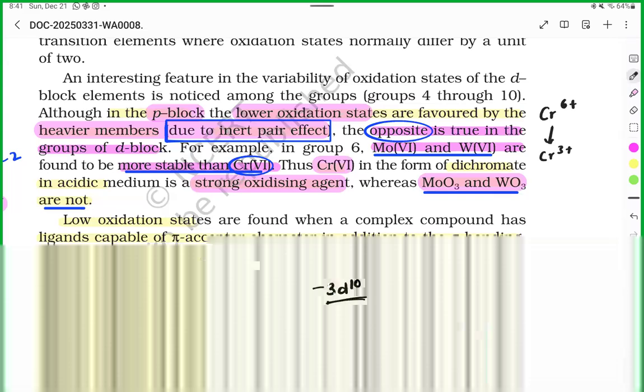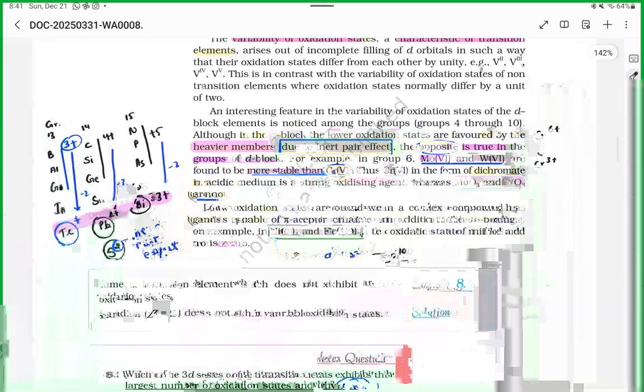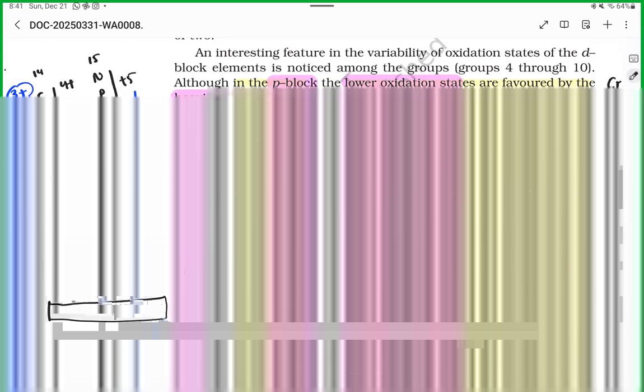Tell me, is it really stable? Exactly. Very, very stable. See, transition elements that do not show variable oxidation states: I will write one more. One is scandium, second will be zinc.